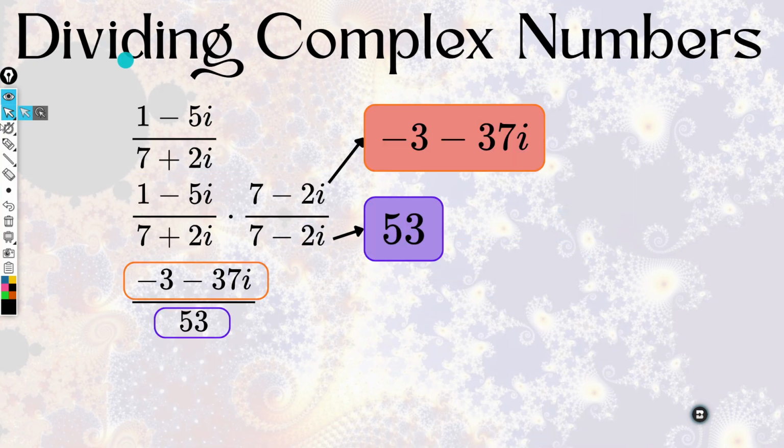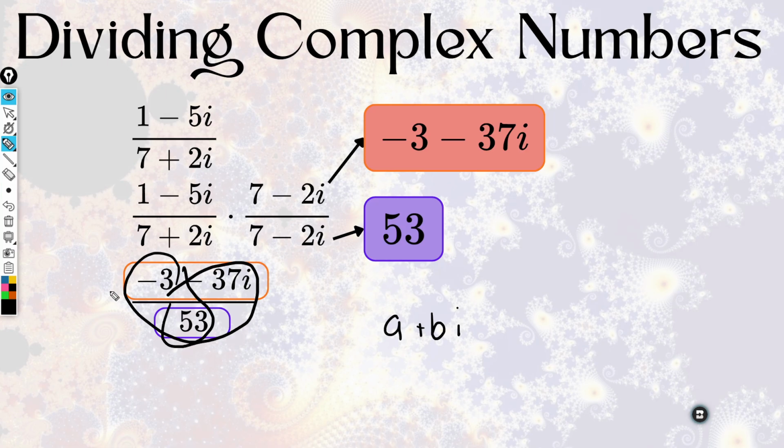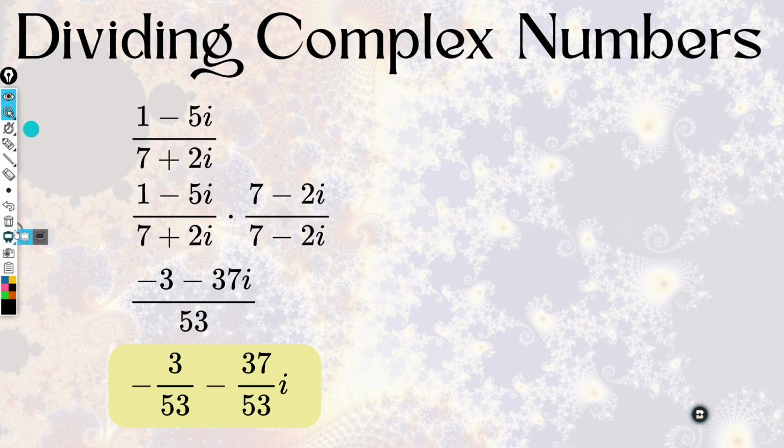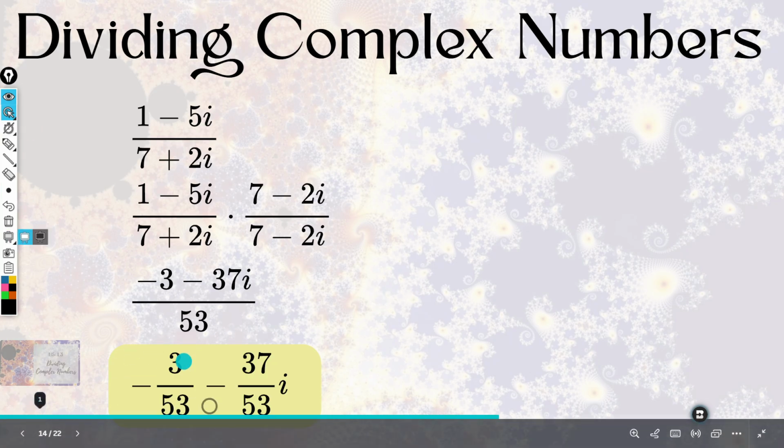Now we need to split it apart into the a plus bi form. So we're going to take and split it up to where that 53 goes under both parts. And so we end up with negative 3 over 53 and negative 37 over 53.